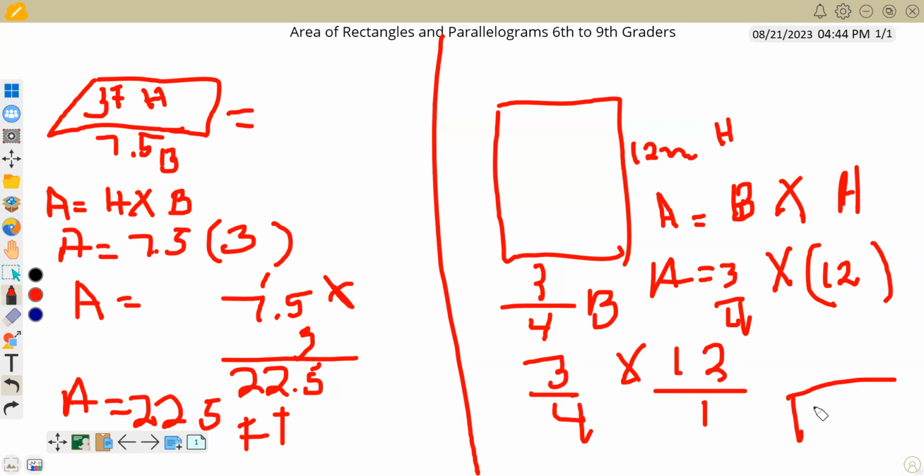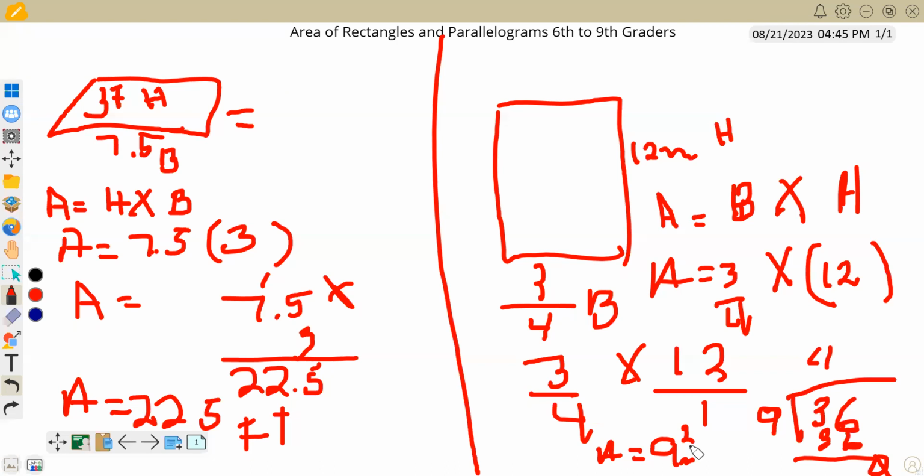And very simple, we're going to do our division. Because 3 times 12 is 36. So after we do this, we're going to divide to find the result. So it is 4 times 9, 36. 36 minus 36 equals 0. So my answer is A equals 9m². This is very simple, guys.